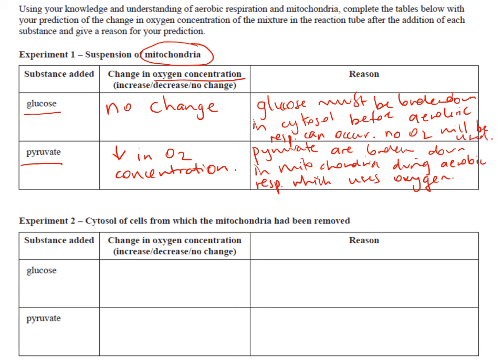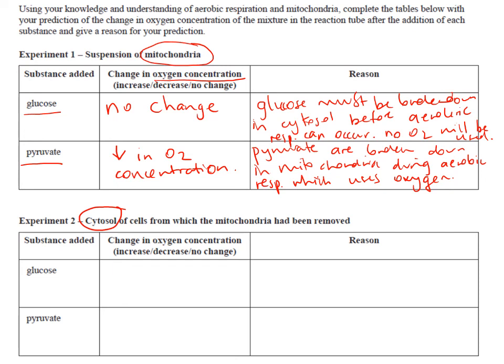Okay, and then this is almost the opposite down here. So experiment 2, where it's just the cytosol with no mitochondria. So this time, if we put glucose in the cytosol, I want you to think about what would happen and would that impact oxygen concentration. So just pause for a second.